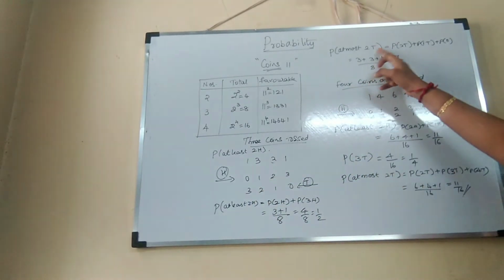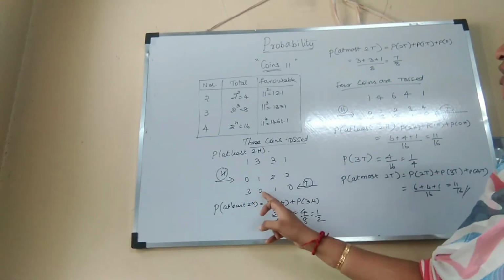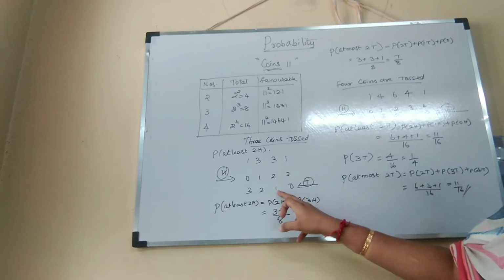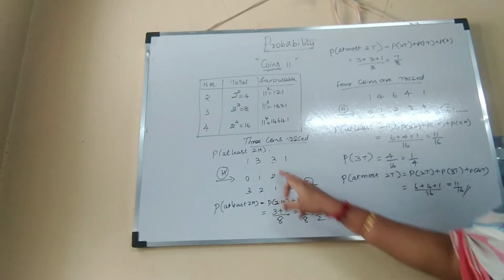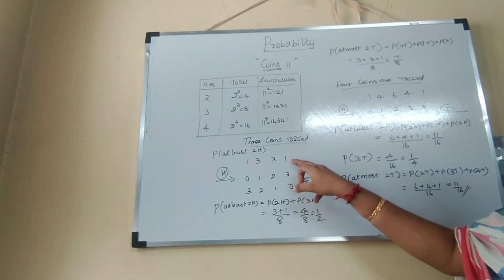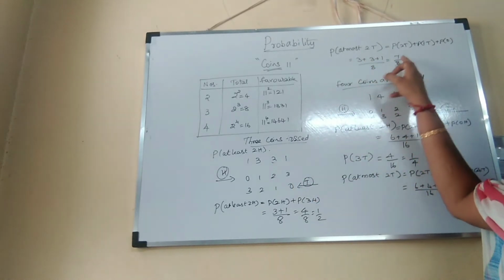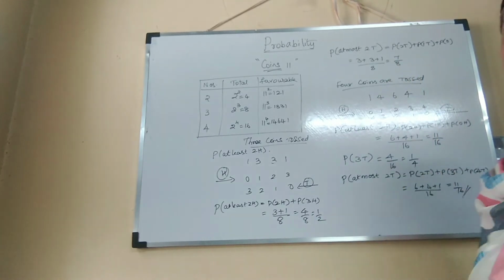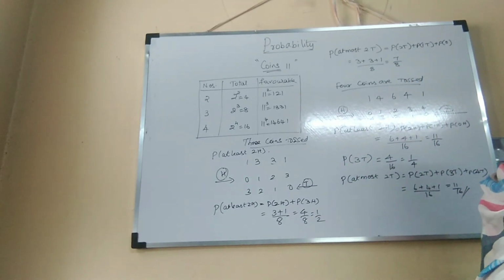So what is the 2 tails here? 2 tails and below 2 tails you have to take for at most. The probability of 2 tails is 3, the probability of 1 tail is again 3, and the probability of 0 tails is 1. So 3 plus 3 plus 1 by 8, that is 7 by 8. So at most 2 tails will be 7 by 8. So that is the probability. This is the easiest method to calculate it.